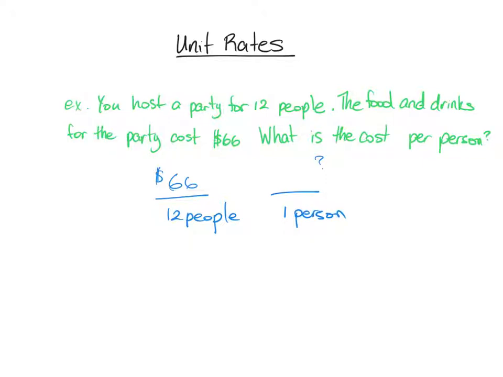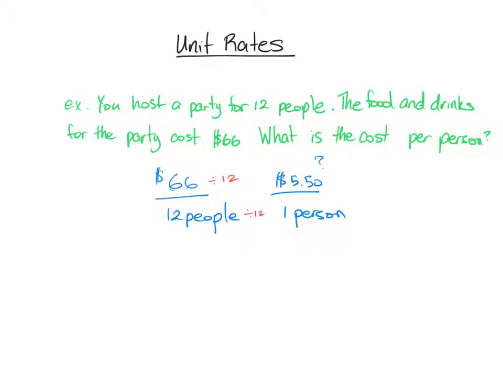Now, in order to get 1 over here, we have to divide by the number in the denominator. So we're going to go ahead and divide that denominator by 12. But whatever we do to the denominator, we also have to do to the numerator. And we have to go ahead and divide that by 12 as well. So when we divide the numerator by 12, we are going to get 5.50. Now, notice that is a decimal, and that's completely okay.